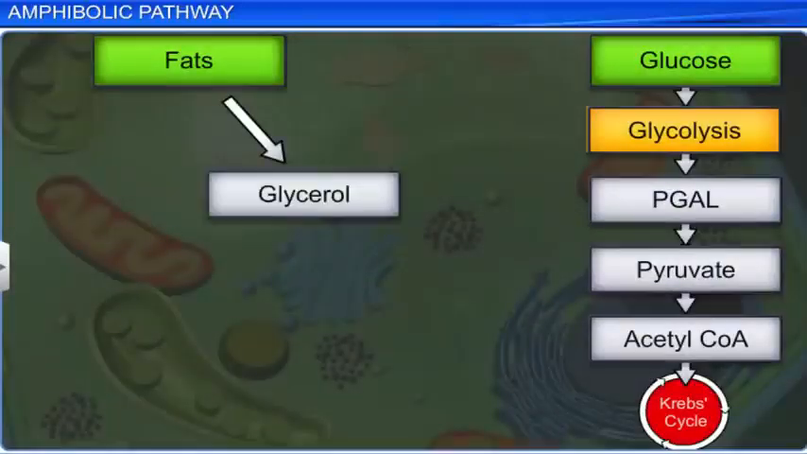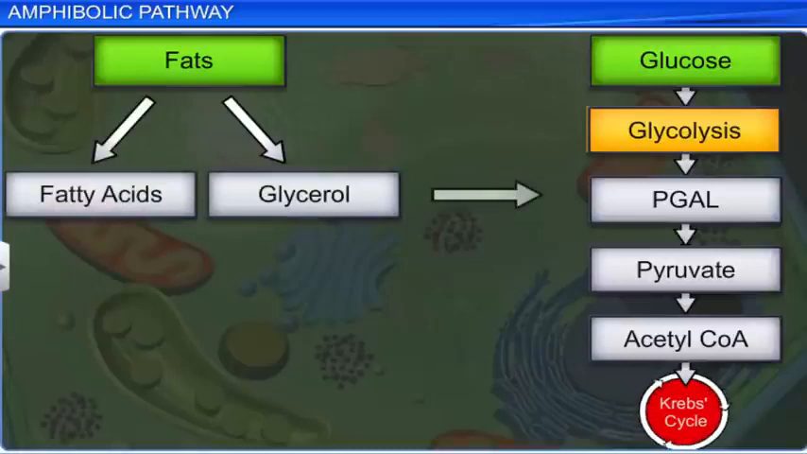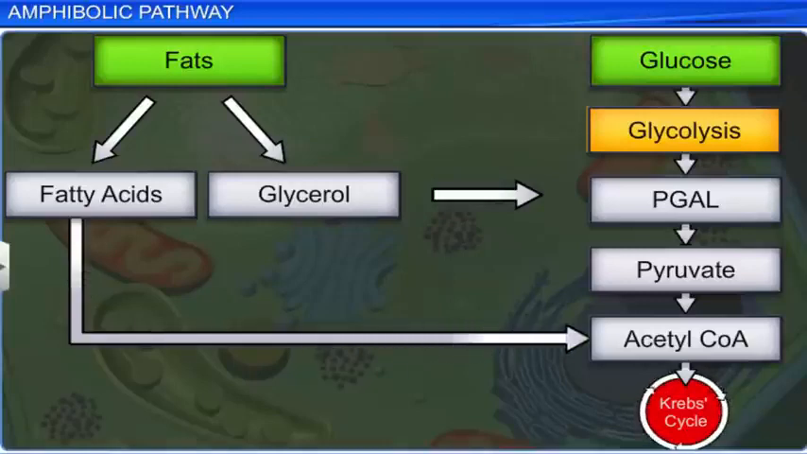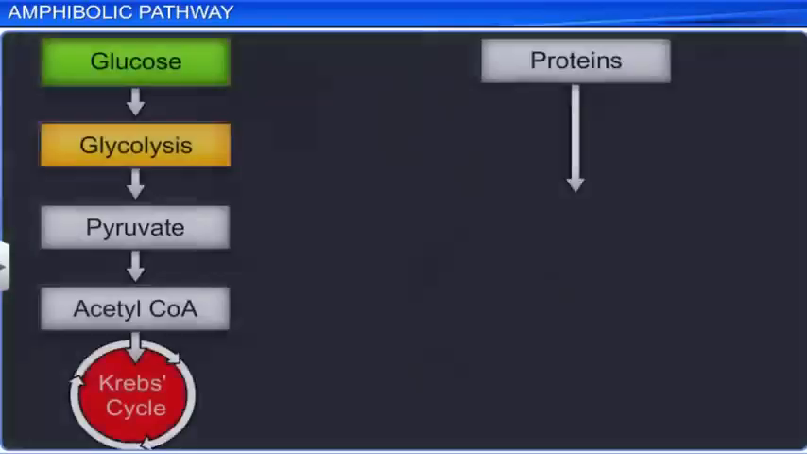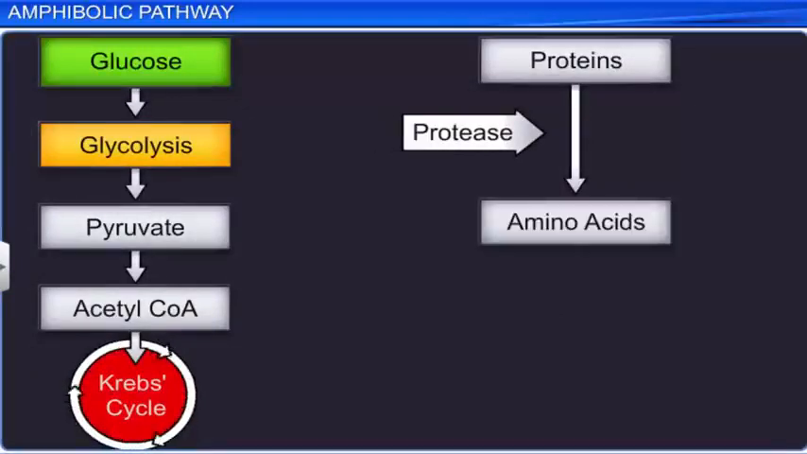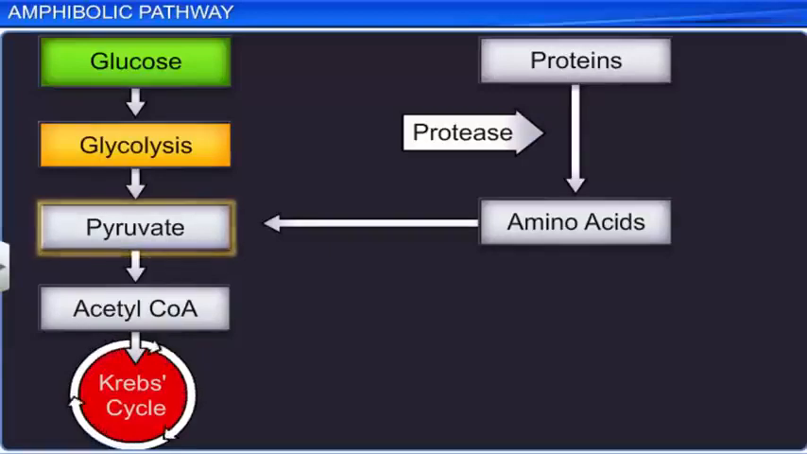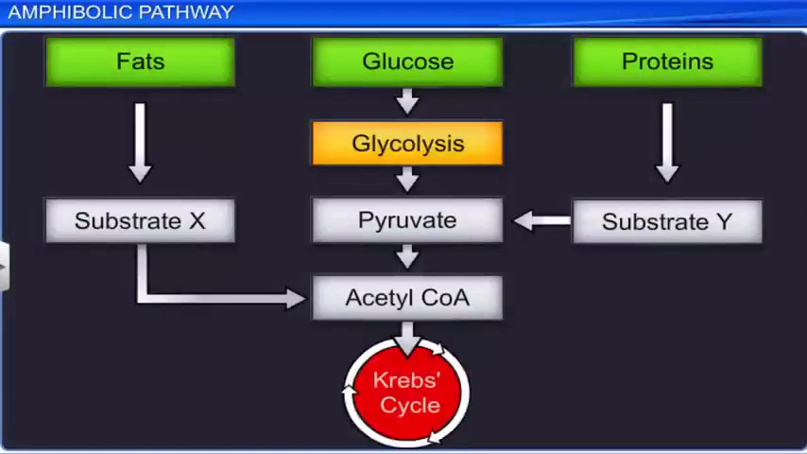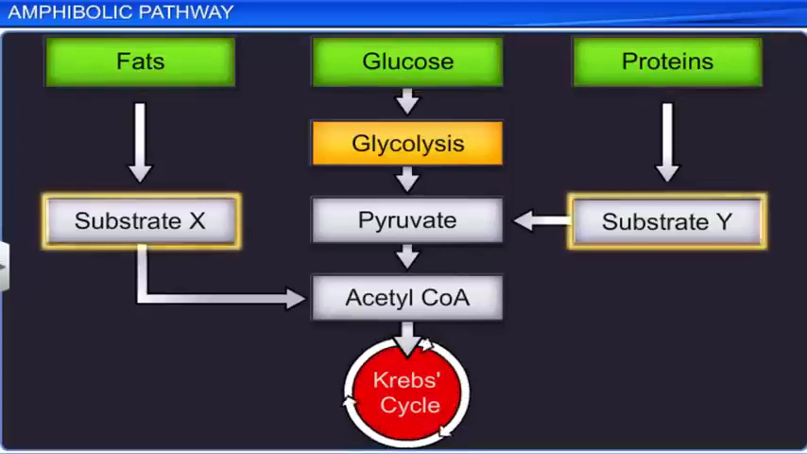Fats are first broken down into glycerol and fatty acids. Glycerol is then converted into PGAL, an intermediary substrate of glycolysis. In the same way, fatty acids are broken down to form acetyl coenzyme A, an intermediary substrate of the Krebs cycle. Similarly, proteins are broken down by protease enzymes into amino acids. These amino acids are converted into different intermediary substrates of the Krebs cycle, such as pyruvate. Thus, in addition to glucose, plants use fats and proteins as respiratory substrates to produce energy.